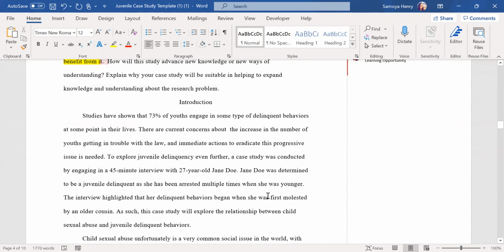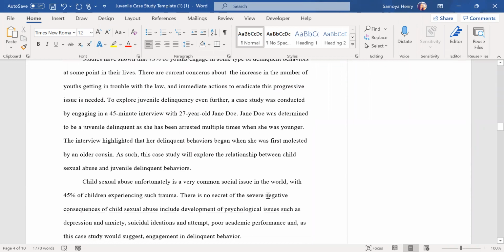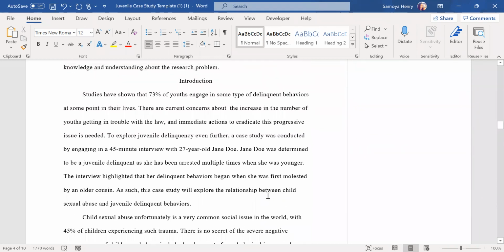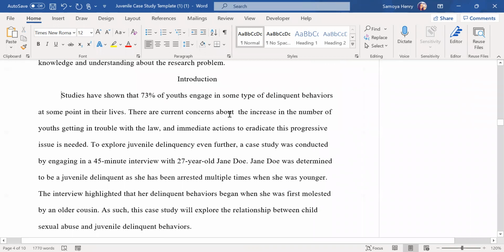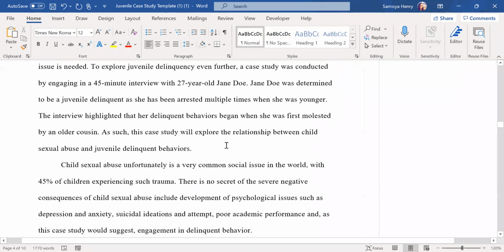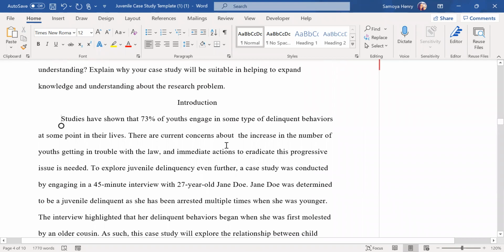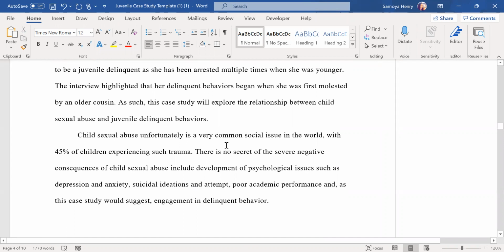Now, guys, all of this, and I'm no expert in juvenile delinquency, all of this I am making up from my head. The only thing that is definitely false is the data. I don't know if 73% of people are engaged in delinquent behaviors, but all of that you can easily get from the internet. And I'm not even including my citations right now. I will get to that eventually. But I want you guys to have an understanding that it's not asking for a lot.